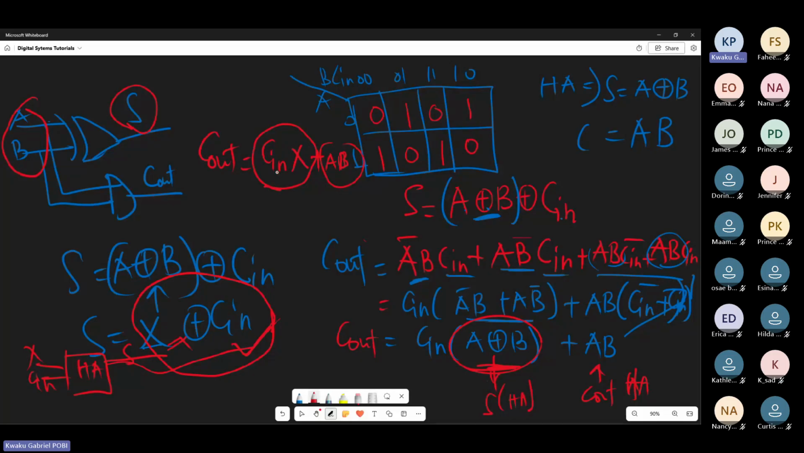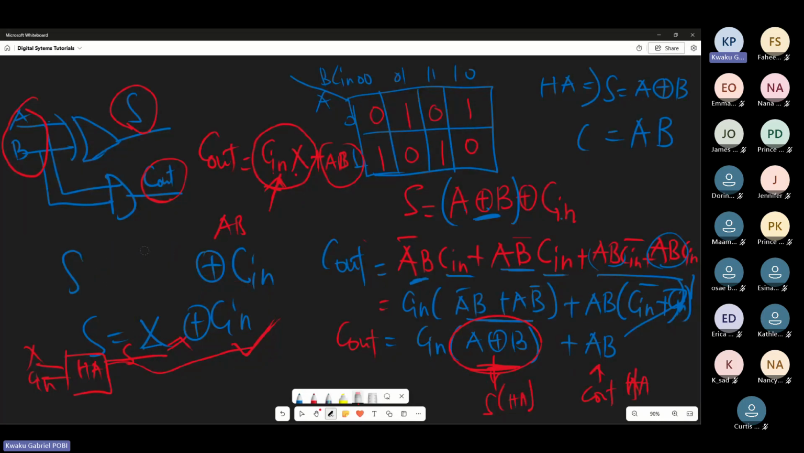And then the carry out should be the 2 inputs multiplying, like AB. So here I'm having C in times X. So it means I can generate a full adder with 2 half adders. And then this AND gate here will come and add to the carry out of the next half adder, which is this guy. I'll just come and add the output of this guy to it to get the full adder. So let me draw what I'm trying to explain here.